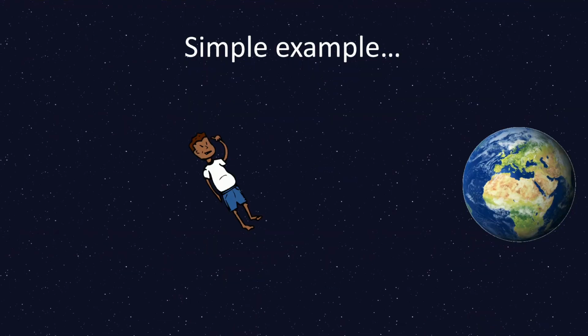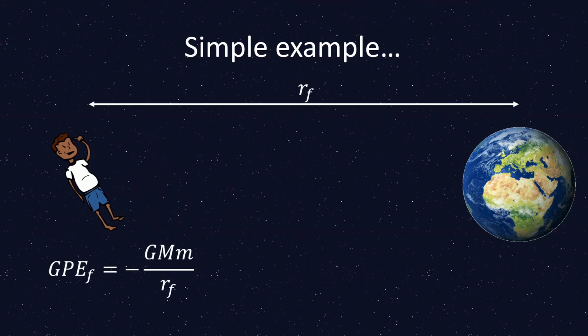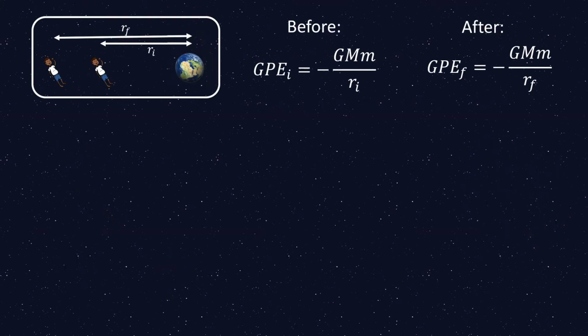Let's start out with a simple example of how to apply this formula. Here we have James floating at a certain distance Ri away from Earth's center of mass. We know that his gravitational potential energy, using the formula we just saw, is given by negative GMm over Ri, where capital M is the mass of the Earth and lowercase m is the mass of James. Now, if we increase the separation between James and the Earth to Rf, his final gravitational potential energy will be negative GMm over Rf. So, before we have the expression for GPE_i, and after we have the expression for GPE_f.